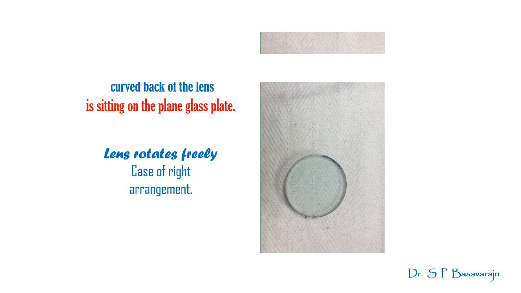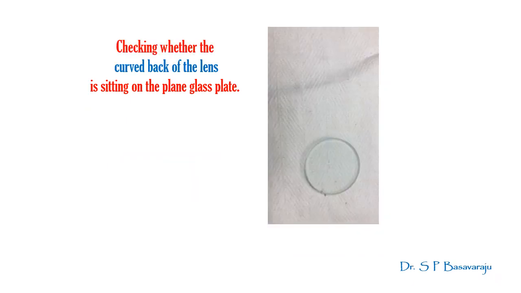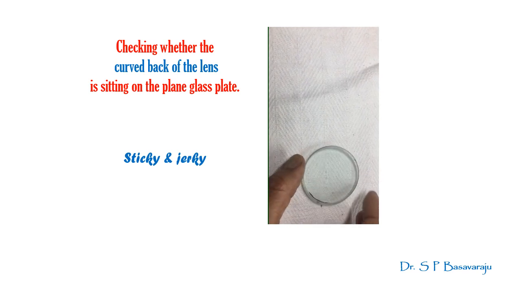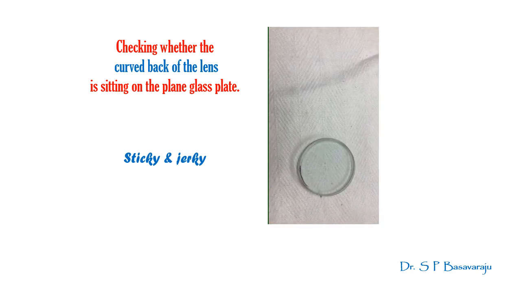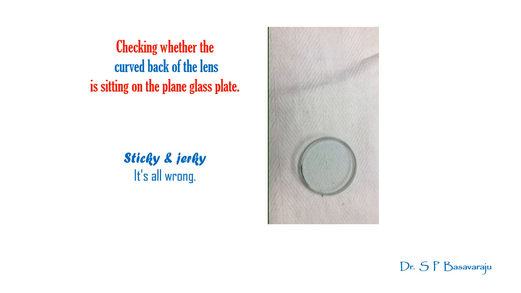Now let's know how it shows up with the wrong arrangement. That is with the plane face of the lens on the plane surface. In this case, see, it is jerky and not at all rotating. Hence it is wrong. In order to make it alright, you will have to overturn the lens and keep it on the other plate. Anyway, give a check after overturning also. Normally you will observe a free rotation this time, so it's done.